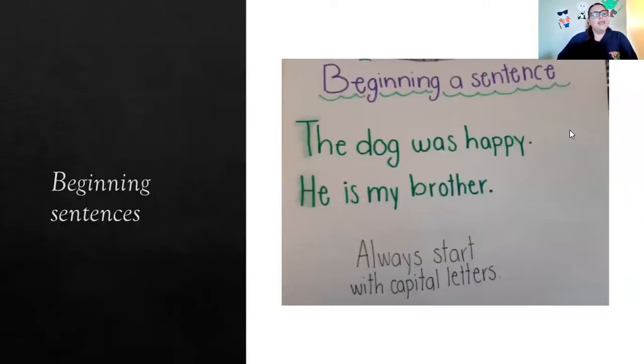Okay, now, beginning a sentence. Every time that we are going to write a sentence, we are going to start with a capital letter. In the first example, "The dog was happy." The word "The" has a capital T at the start of the sentence, okay? Now, "He is my brother." The sentence starts with the word "He," and the word "He" has a capital H. Always start with a capital letter when you want to write something.